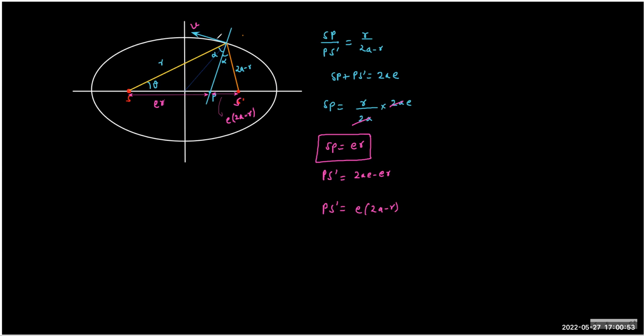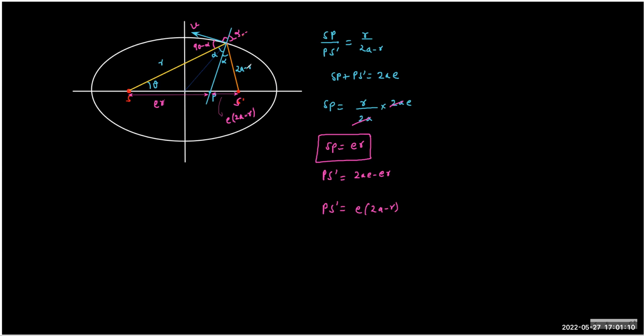Because what we need is this angle. So we know this angle is going to be 90 minus alpha. So this will be 90, this is going to be alpha, right? Yeah, that is any alpha.